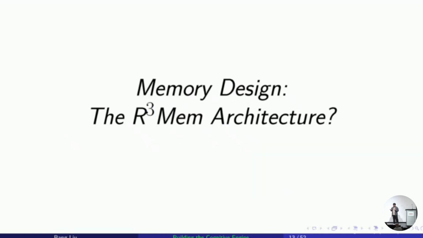Right? I don't have enough time to cover all the details of the long survey paper, but I would like to share two of our recent research works. One is about memory design, and another is about reasoning capability, which are the core two pillars of the cognitive process. The first work I want to share is called the R3-MEM architecture.